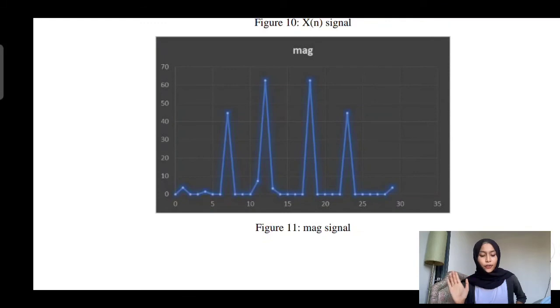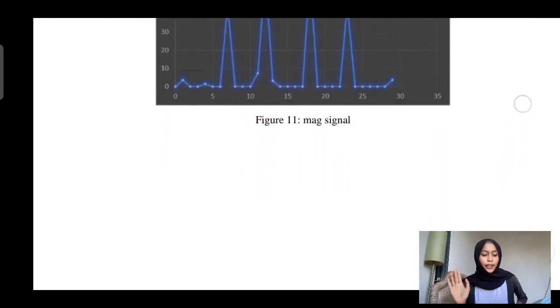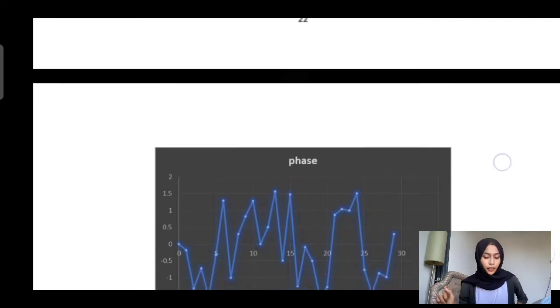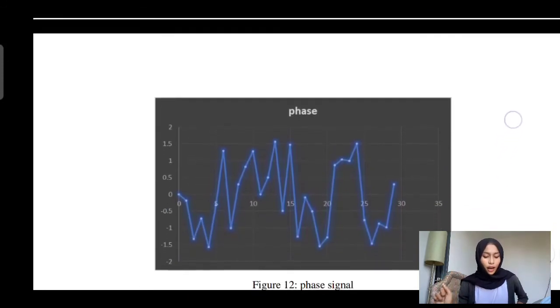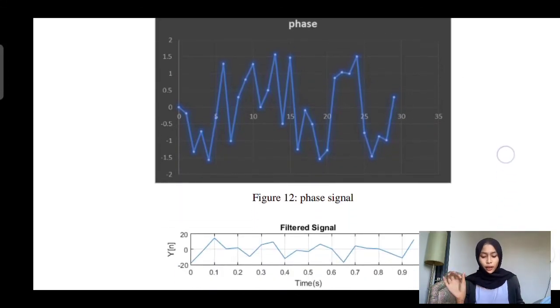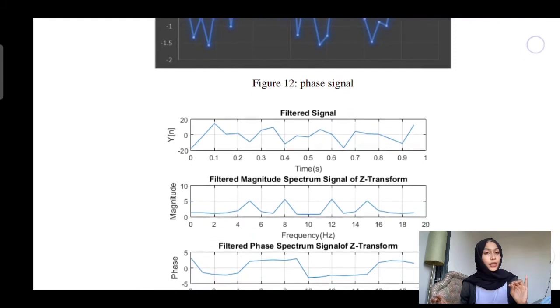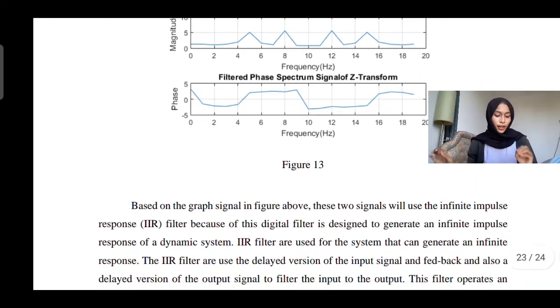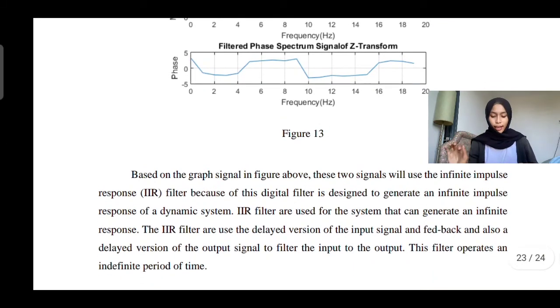The IIR filters are used for a system that can generate an infinite response. The IIR filter uses the delayed version of the input signal and feedback, also a delayed version of the output signal, to filter the input to the output. This filter operates for an indefinite period of time.